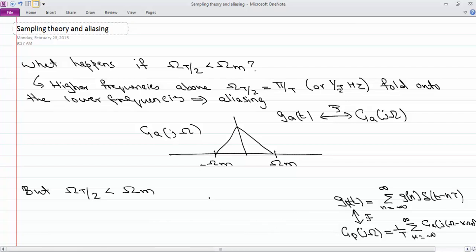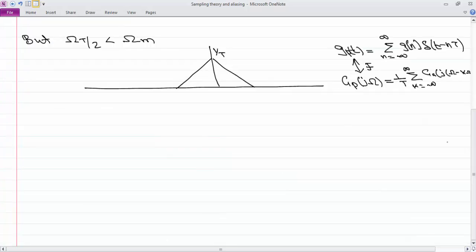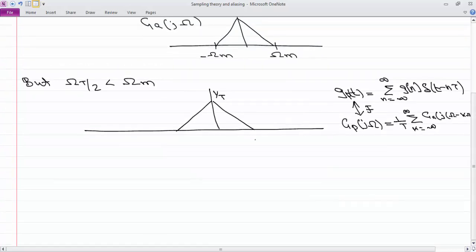So if I plot the Fourier transform Gp of j omega, it looks like this. Of course, you have one copy with a scale of 1 over t, and that copy ends at omega m and minus omega m. And then you have another copy at omega t and at minus omega t. Now let's look at what the copy at omega t looks like.